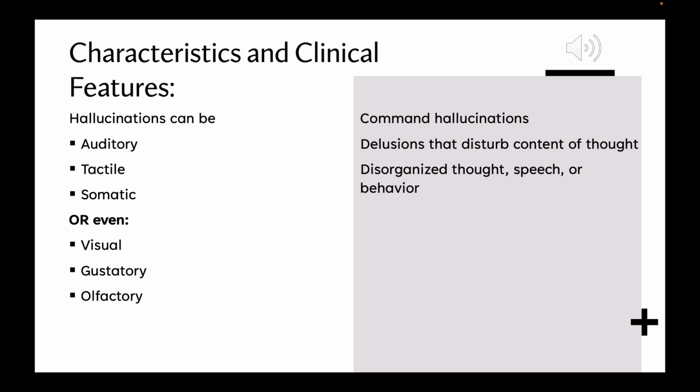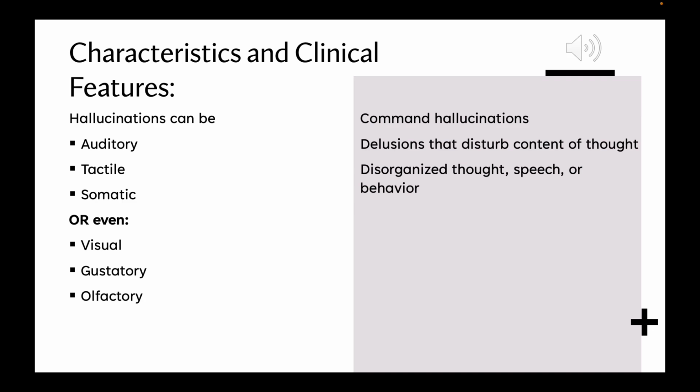Characteristics and clinical features. This will focus on the types of hallucinations. So hallucinations can be auditory, tactile, somatic, or even visual, gustatory, or olfactory. Auditory hallucinations are hearing voices, and it's the most common type of hallucination. Tactile are things you feel, so burning skin or tingling.